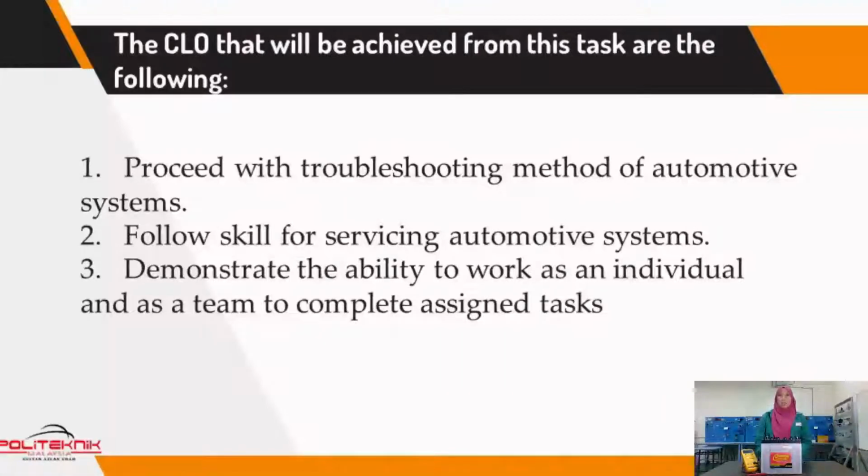The CLOs that will be achieved from this task are: first, proceed with troubleshooting method of automotive system. Second, follow skill for servicing automotive system. Third, demonstrate the ability to work as an individual and as a team to complete assigned tasks.